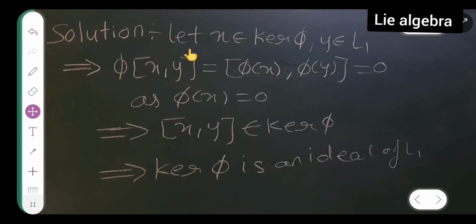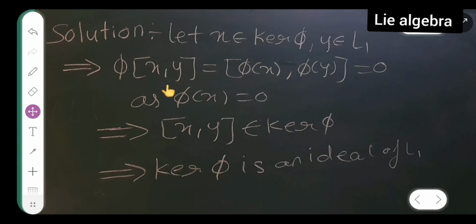Let x belong to the kernel of phi, y belongs to L1. Now this kernel, I have told you all, kernel of phi is what? It is the set of x belonging to L where phi of x is equal to 0, right? Here x belongs to L1, because I have to show that the kernel of phi is an ideal of L1, right?